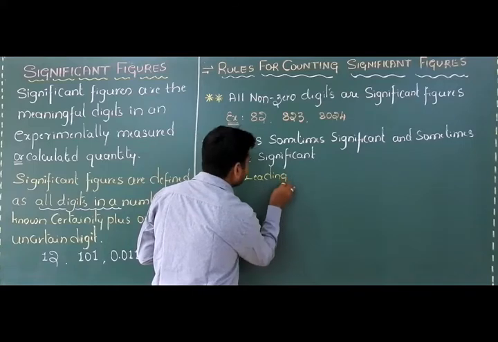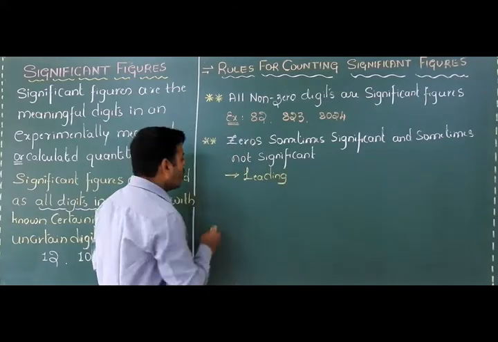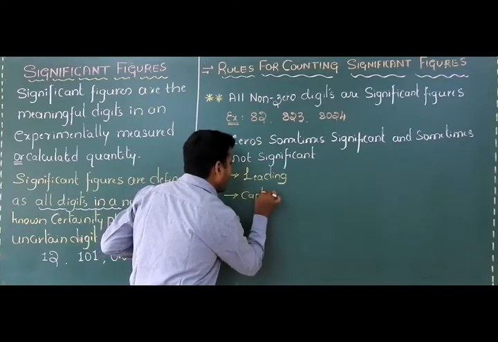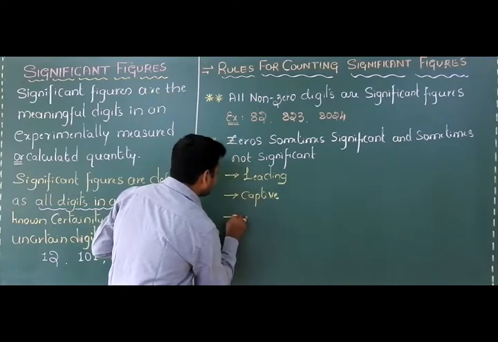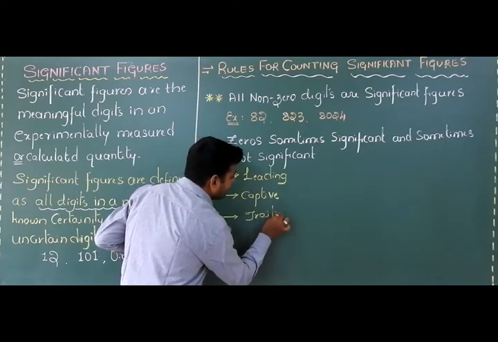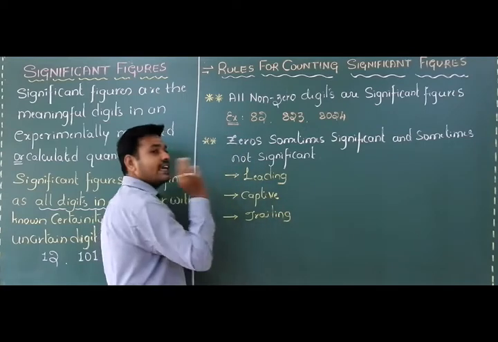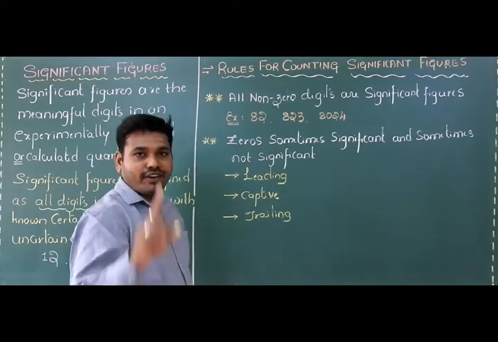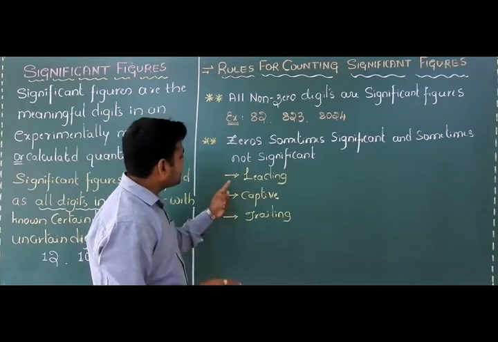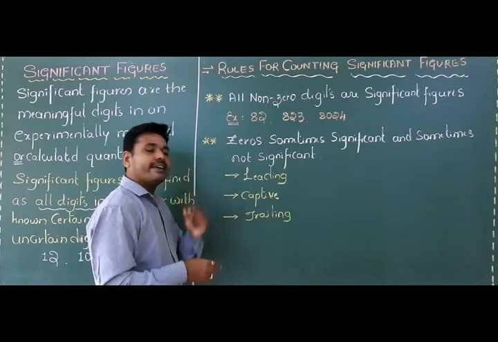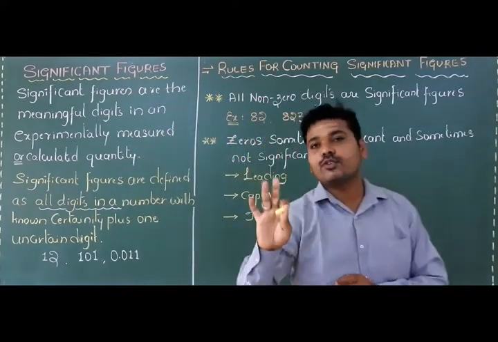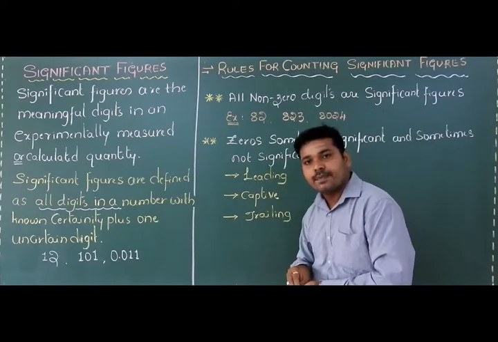The first type of zero we call leading zeros. The second type of zero we call captive zero. And the third important type of zero we call trailing zeros. Listen to these three types of zeros carefully. The first important type is leading zeros. The second one we call the captive zeros, and the third category we call the trailing zeros. So there are three different types of zeros in a given number, students.